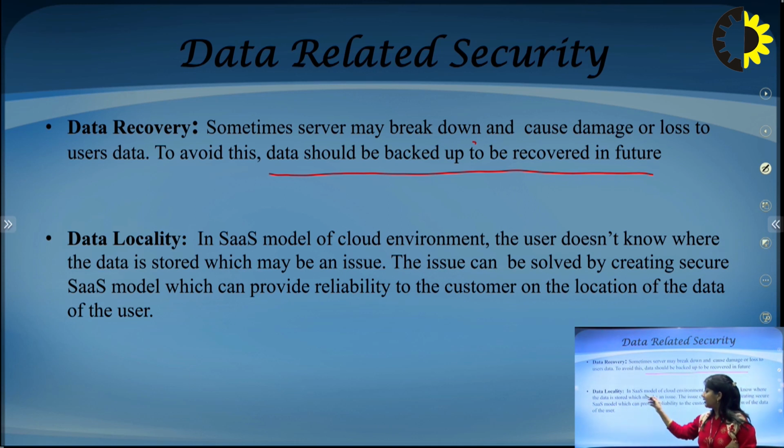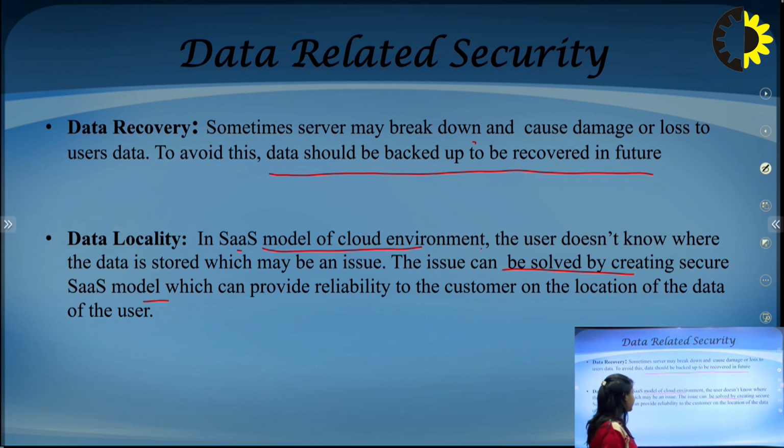Next, data locality. In the software as a service model of the cloud environment, the user doesn't know where the data is stored. So a locality problem is there. This issue can be solved by creating a secure software as a service model, so that the user will get the location of their data. So we have to make an encrypted software as a service so that all the data will be shared in encrypted form. So there will be no problem revealing the location of the data to the customer.